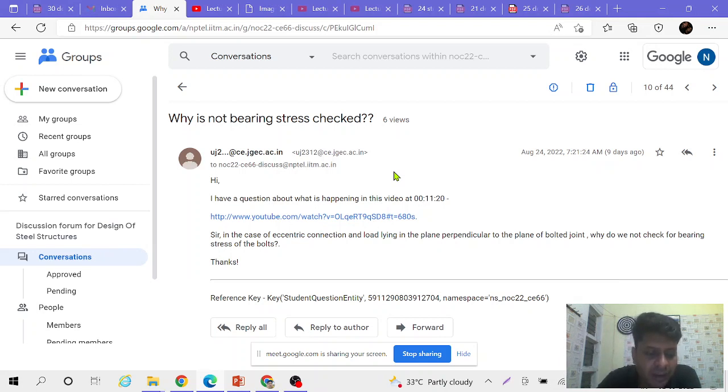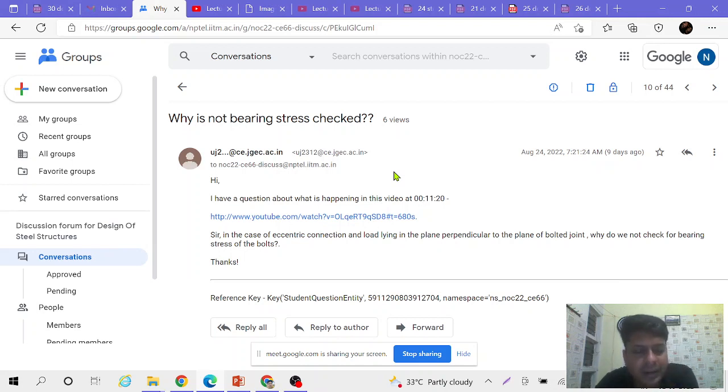Although in my understanding, if there is bearing, then only shear will happen, no? Until and unless the bolt comes in contact with the plate, meaning the bolt surface comes into contact with the plate, then only. Actually, sir, here the lower value is used for the shear capacity of the bolt and the bearing capacity of the bolt.